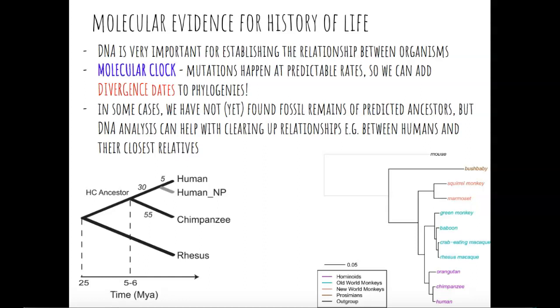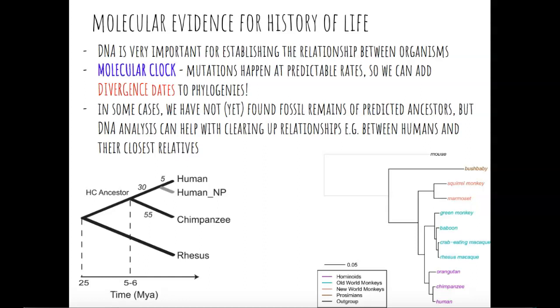We can also use molecular evidence to look at the history of life. DNA is a very important tool for establishing the relationship between organisms. We usually think of using DNA to look at the relationship between living organisms or individuals of the same species or even people. However, DNA has mutations, as we've discussed, and those mutations occur at predictable rates. So we can look at the DNA of different organisms and at the mutations that have occurred in comparing those genomes between the two. From that, we can look back in time at when their nearest divergent date was.